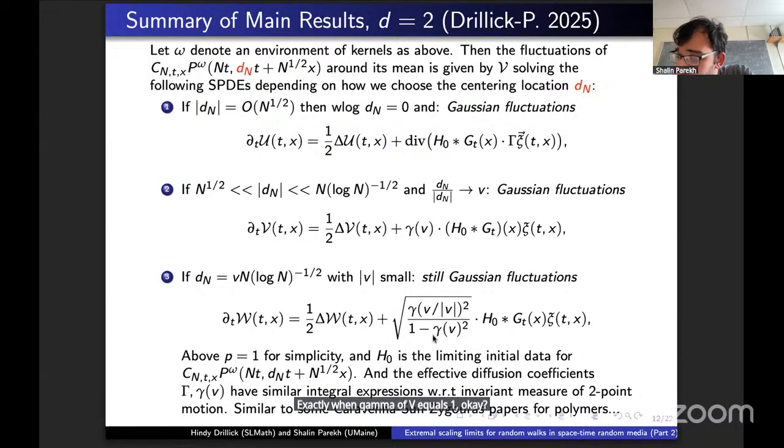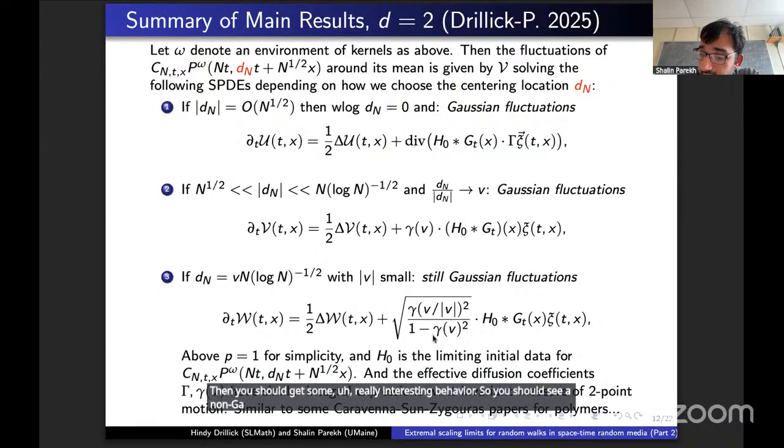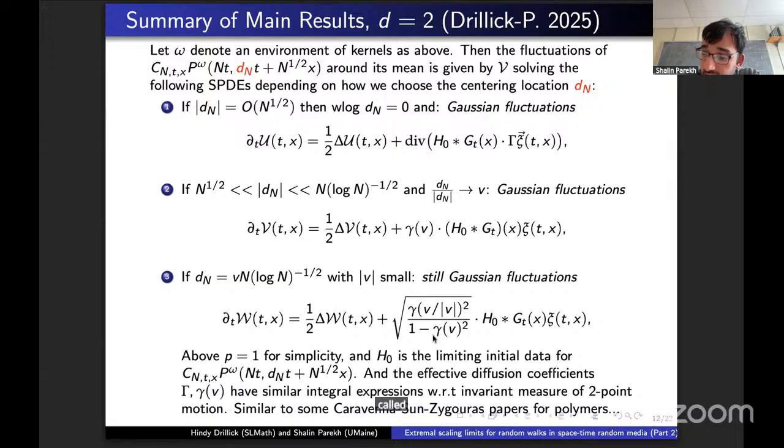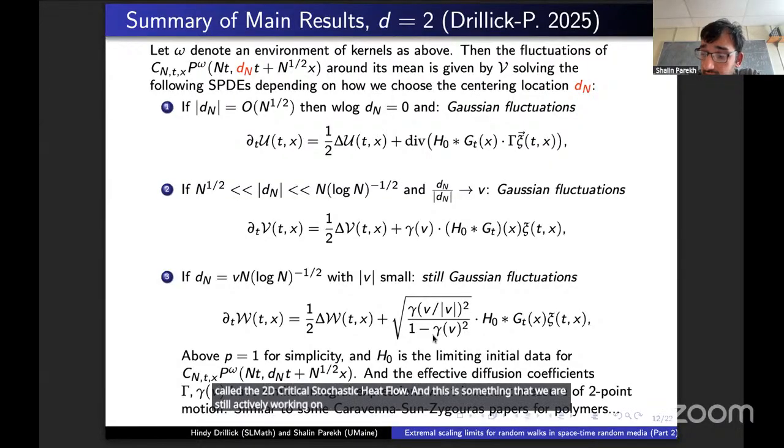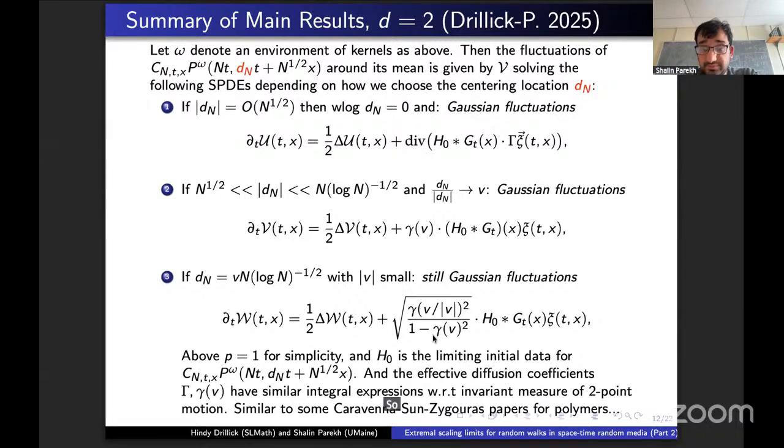And now, what we expect is that if you zoom into that exact slope where gamma of v equals 1, then you should get some really interesting behavior. So you should see a non-Gaussian scaling limit called the 2D critical stochastic heat flow. And this is something that we are still actively working on with Hindy and with Jonathan Wang Ho. I'll talk more about this later.